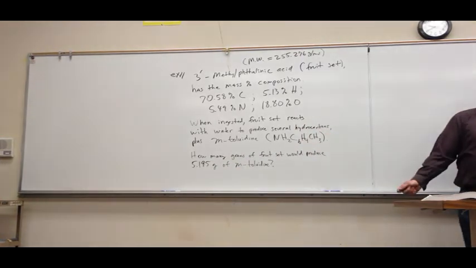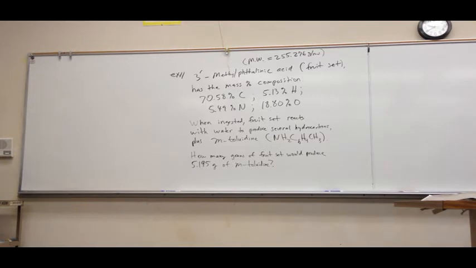But then we're stuck, right? Because we need to know the mole-to-mole ratio between metatoluidine and the fruit set. So how are we going to get that? We know half of it. We know there's one nitrogen per metatoluidine. How are we going to get how many nitrogens there are in fruit set?